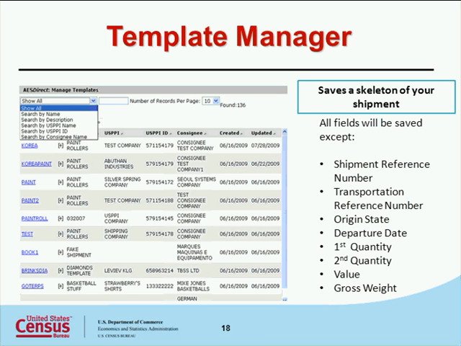You're also going to be able to sort templates by clicking on the triangle beside the desired sort field according to name, description, USPPI name and ID, date created, and date updated. You can search for templates by different criteria, including the name, description, USPPI ID, and consignee name. You can share up to 100 templates between the usernames.